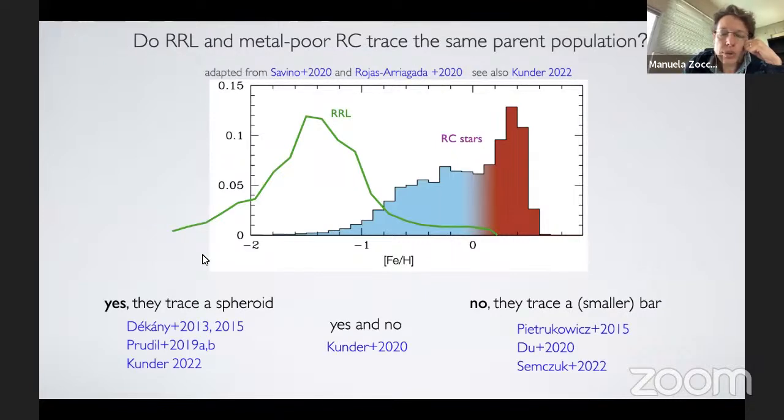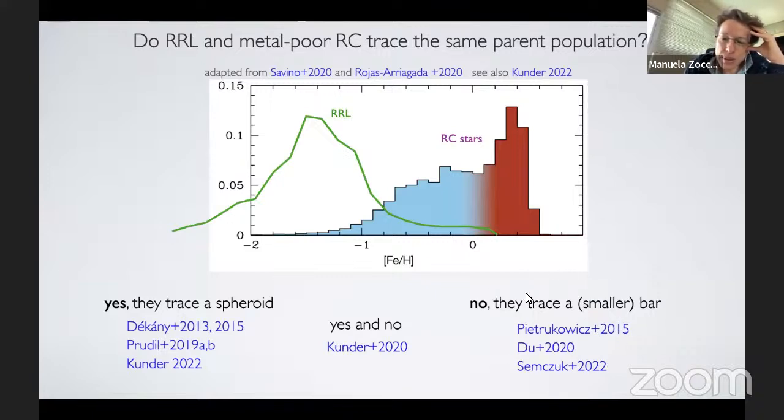In the literature, this topic is highly debated. There are people that say, yes, the RR Lyrae trace a spheroid, so it's the same population as this, and then there is the bar that is only metal rich. But other authors say that RR Lyrae, that are, by the way, very good distance indicators, so in principle should allow us to trace the 3D structure very well, they trace a bar. And some in the middle that say yes and no. I will expand on this.